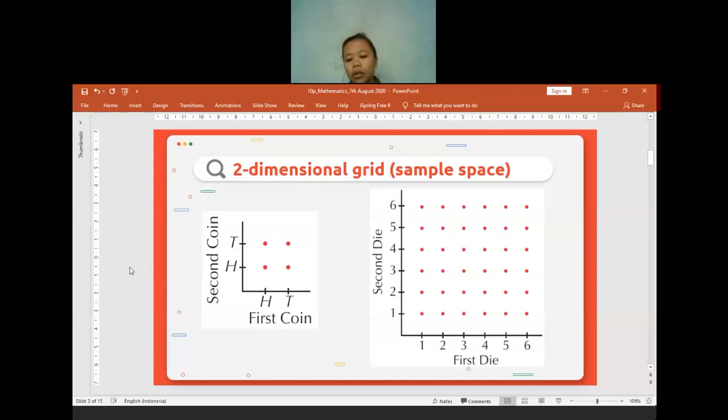two-dimensional grid. Usually if we use the two-dimensional grid like this, there will be an experiment that we try to do twice, like maybe spinning a coin two times, or maybe rolling the dice two times, or maybe spinning the spinner two times. We will use the two-dimensional grid. It will be used if we try to find the probability of something where we do the experiment two times. This is for the two-dimensional grid.